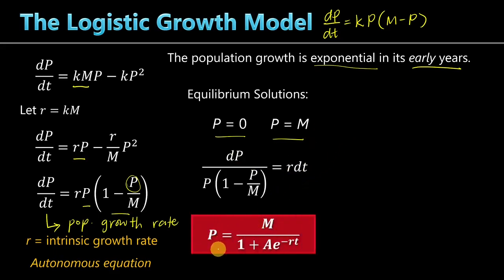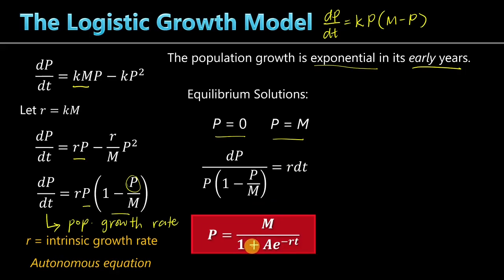The solution of the logistic differential equation is this. And this is what we call the logistic growth model. So the population P is equal to this M, which is the carrying capacity or the limiting value of the population, divided by 1 plus a certain arbitrary constant A, e to the negative R T. So, I'm sorry, hindi na pala siya arbitrary. Bakit? Kasi po ito ay solution ng initial value problem.